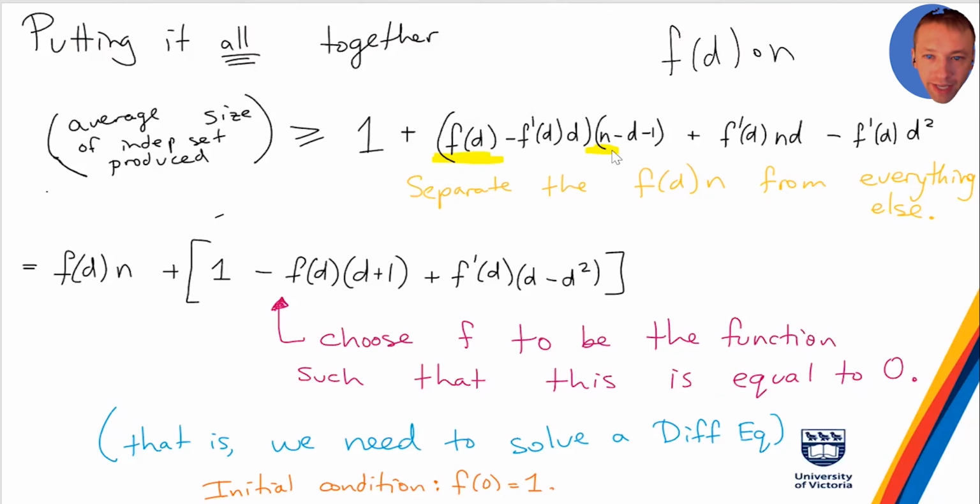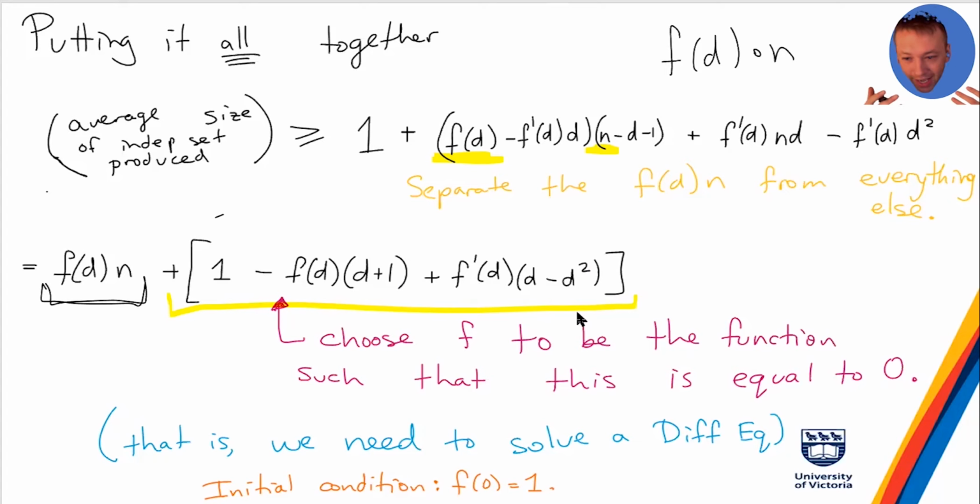So pull out your f of d times n and take all the rest of the junk and put it over there separately. So I've proven a lower bound of f of d times n plus this junk. If that junk was non-negative, I'd be happy because it's f of d plus a non-negative number. So I'm actually going to pick f so that this expression is zero, which is just like taking f to be the solution to some differential equation.